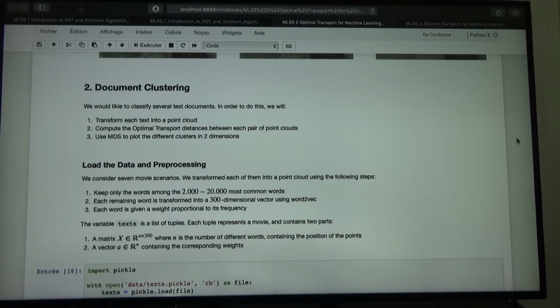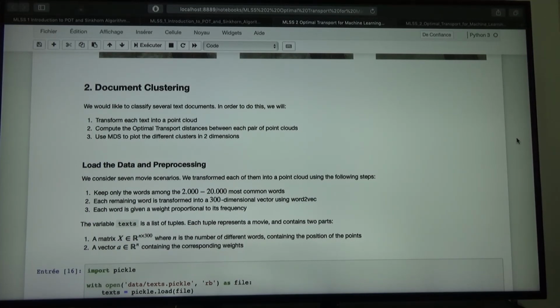So we have our weighted point clouds in 300 dimensions. And what we're going to do is, for each pair of documents, compute the optimal transport distance between the two. So the cost, we don't really care about the map, about the coupling. We're just interested in the cost. So we're just going to compute this using Sinkhorn.